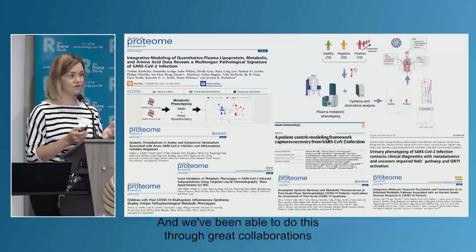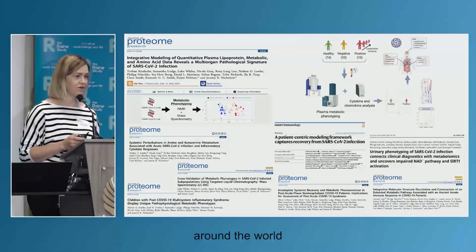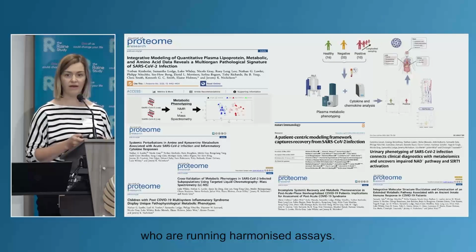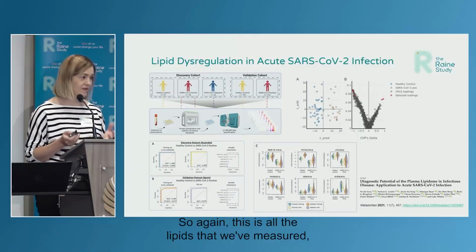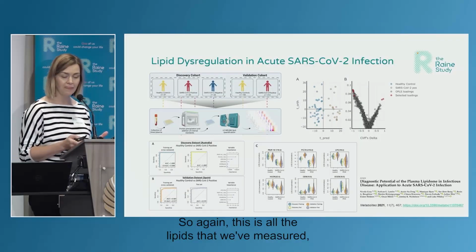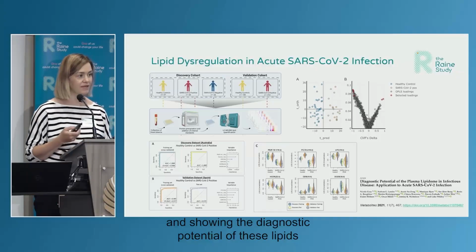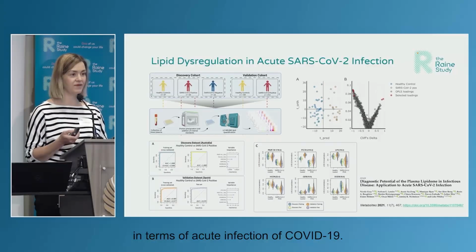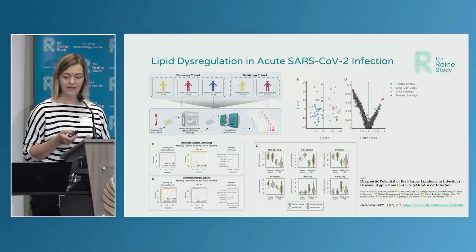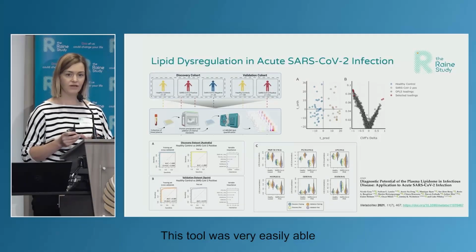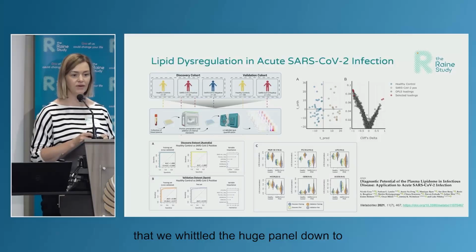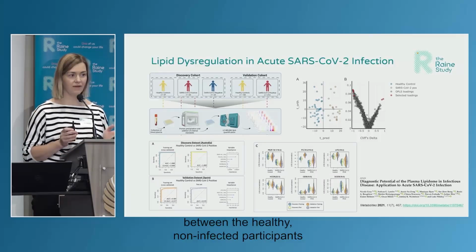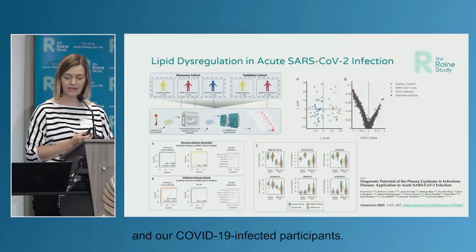And we've been able to do this through great collaborations around the world with researchers and other phenome centres who are running harmonised assays. I'll just show a couple of examples here. So again, this is all the lipids that we've measured and showing the diagnostic potential of these lipids in terms of acute infection of COVID-19. This tool was very easily able to discriminate just based on 6 lipids that we whittled the huge panel down to, very highly discriminatory between the healthy non-infected participants and our COVID-19 infected participants.